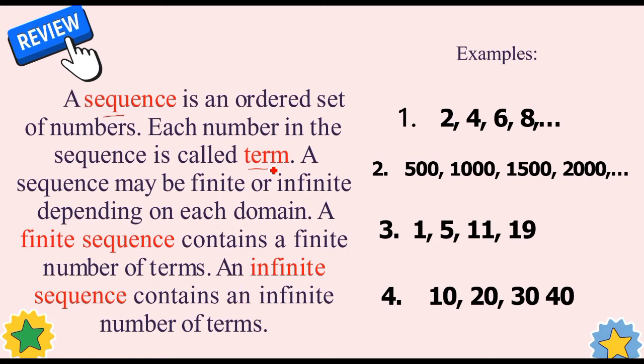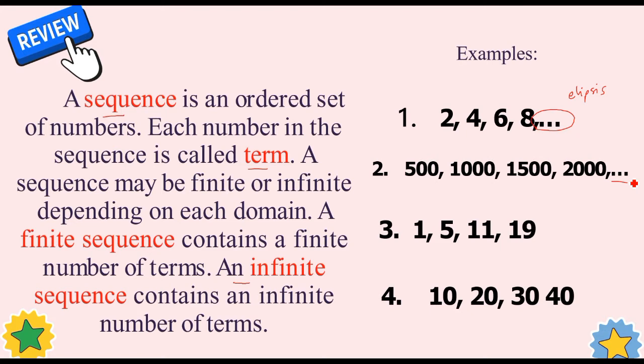infinite number of terms. So, for example, yung number 1 natin, we have 2, 4, 6, and 8. At meron tayong tinatawag nating ellipsis. Yung tatlong tuldok po, ang tawag natin sa kanya ay ellipsis, and that means the numbers are continuous. So, yan po yung tinatawag nating infinite sequence. The next example is we have 500, 1,000, 1,500, and 2,000. As we can see, meron pa rin po siyang tuldok. Ibig sabihin, tuloy-tuloy lang din po yung number.